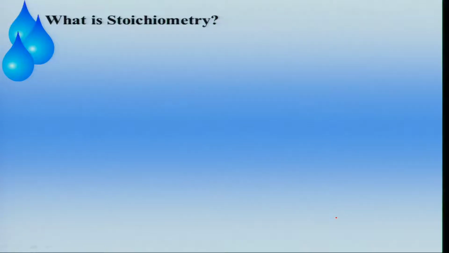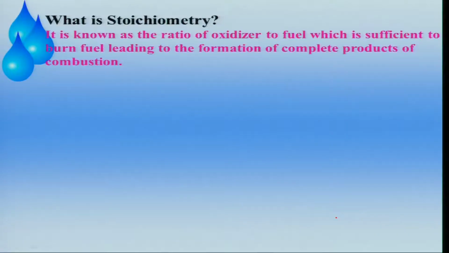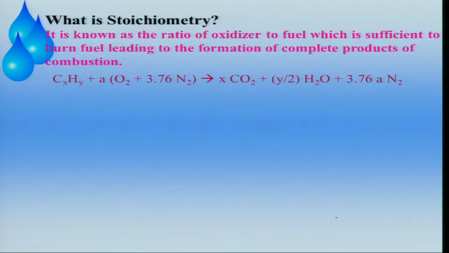Now the question arises, what is stoichiometric? Because we have talked about the balanced equation, it will be related to the balanced equation. What is the meaning of that? The meaning is the ratio of oxidizer to fuel which is sufficient to burn a certain amount of fuel, leading to the complete formation of products of combustion. That means, if I take 1 mole of methane, it reacts with 2 moles of oxidizer, and it will go to the products, that is carbon dioxide and water.